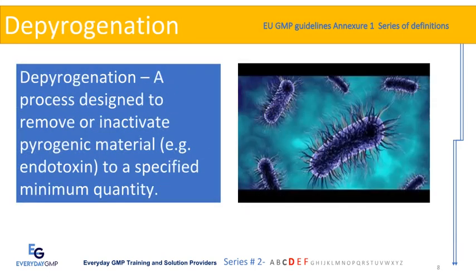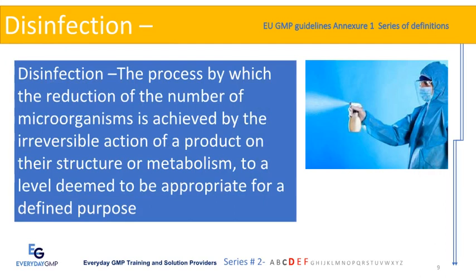Depyrogenation. A process designed to remove or inactivate pyrogenic material, e.g. endotoxin, to a specified minimum quantity. Disinfection. The process by which the reduction of the number of microorganisms is achieved by the irreversible action of a product on their structure or metabolism, to a level deemed to be appropriate for a defined purpose.